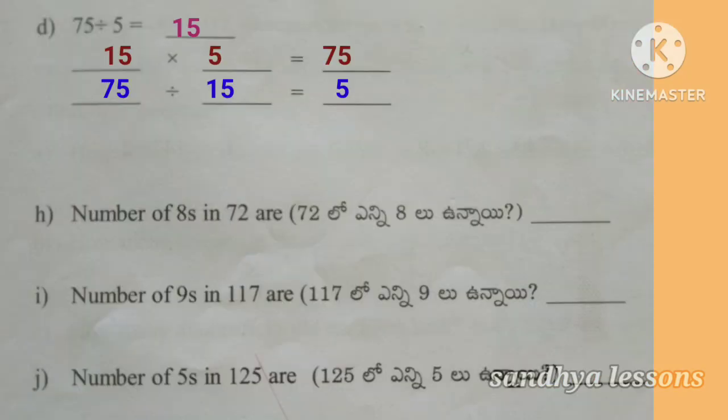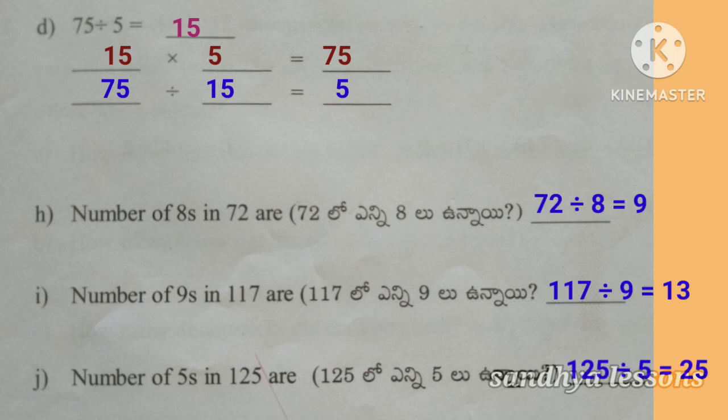D. Problem. 75 divided by 5 is equals to 15. Multiplication fact and division facts are 15 into 5 is equals to 75. 75 divided by 15 is equals to 5. H. Problem. Number of 8s in 72 are, to get the answer we have to divide 72 with 8. 72 divided by 8 is equals to 9. So there are 9 8s in 72.